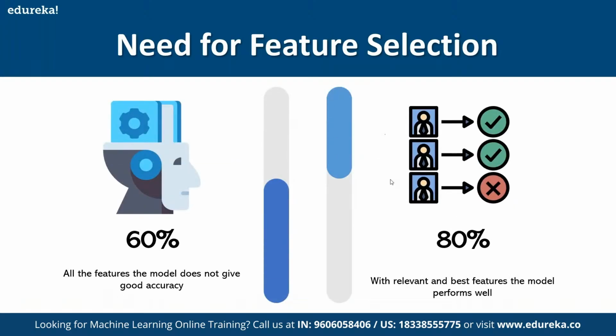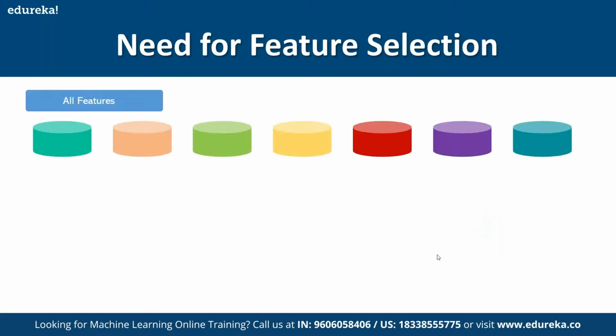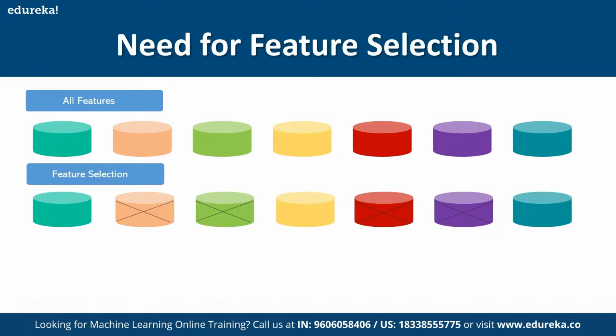Now, to give you some more information, with all the features the model did not give good accuracy. Let's say if I use all the features, I'm getting an accuracy of 60%. Now with relevant and best features, the model actually performs well. So one reason is that using all the features in the model will not give us good accuracy. With the relevant and best features, the model actually performs well. And this is just some more information.